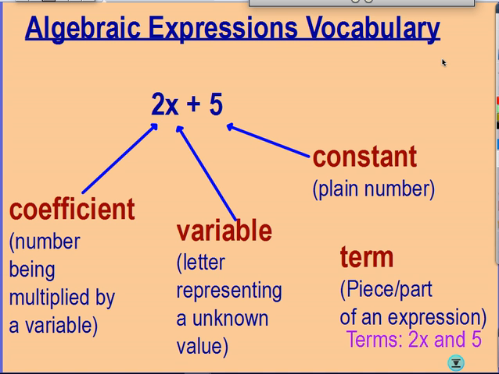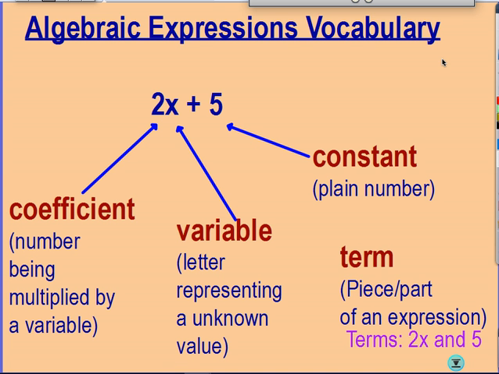We're going to take a look at algebraic expressions vocabulary. The following is an algebraic expression, 2x plus 5. This is comprised of a coefficient, which is the 2. A coefficient is a number being multiplied by a variable. The variable in this example is x, which is a letter representing an unknown value.